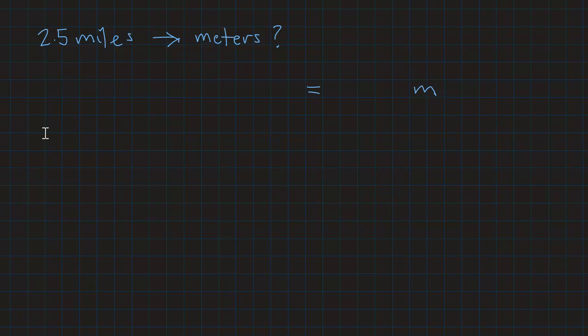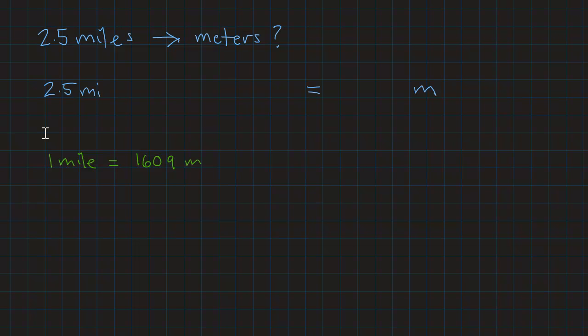And we know that we have 2.5 miles that we need to convert into meters, so we're going to start with that number over here on the left-hand side. 2.5 miles, and we can abbreviate miles with an mi. Now the question is, how are we going to convert from miles to meters? And you may or may not have one direct conversion factor, but I happen to know that there are 1,609 meters in a mile. So 1 mile equals 1,609 meters.